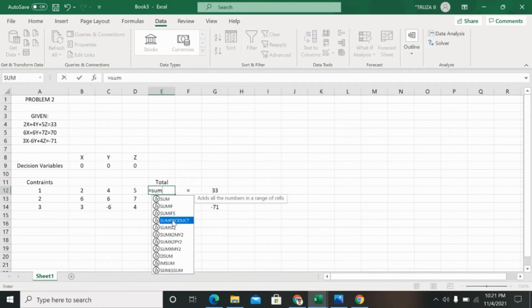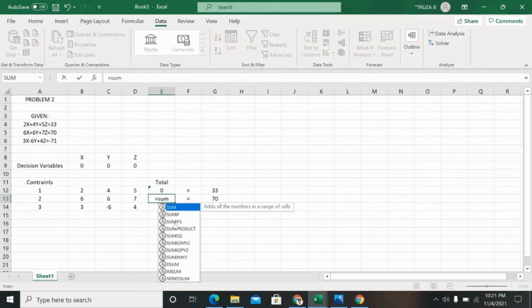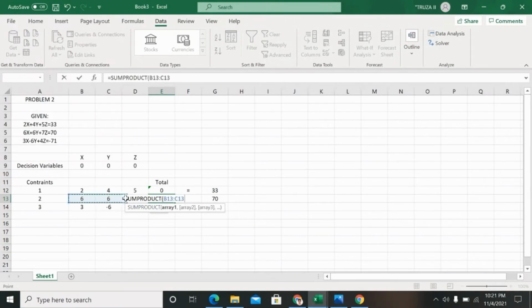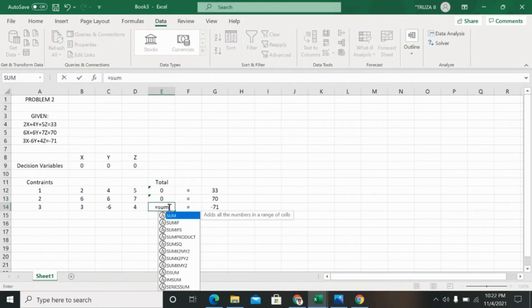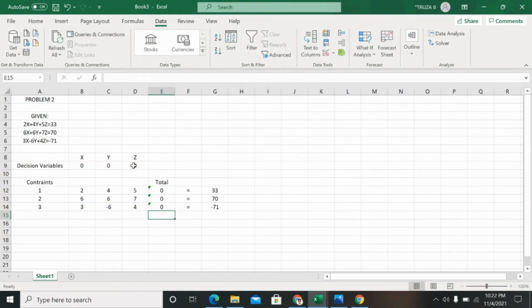To get the total here, we just use SUMPRODUCT, highlight the constraint 1 coefficients, comma, and highlight the decision variables x, y, and z, and press enter. Also for constraint 2, we use SUMPRODUCT, highlight the constraint 2, comma, and highlight the variables, enter. Same for constraint 3, SUMPRODUCT, highlight constraint 3, comma, and the decision variables, enter. Because we now have the totals, we can now use Solver.